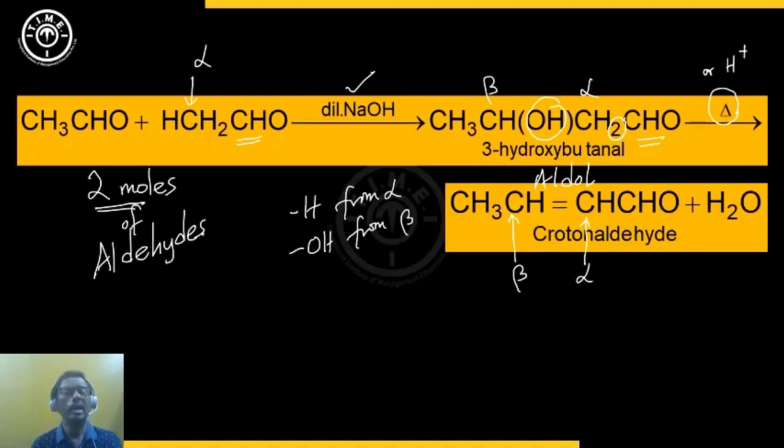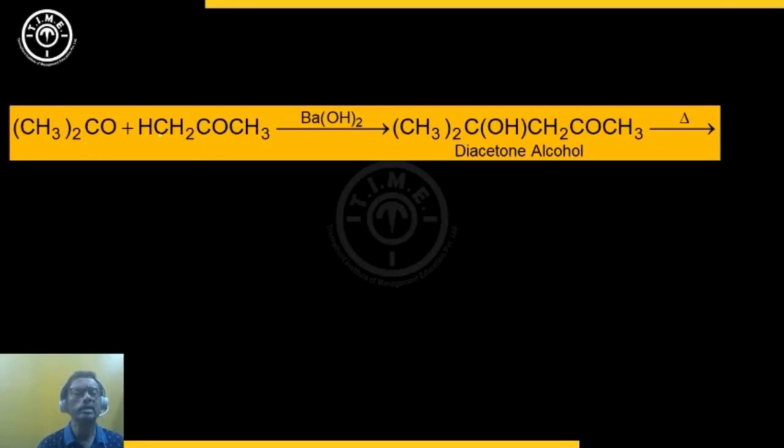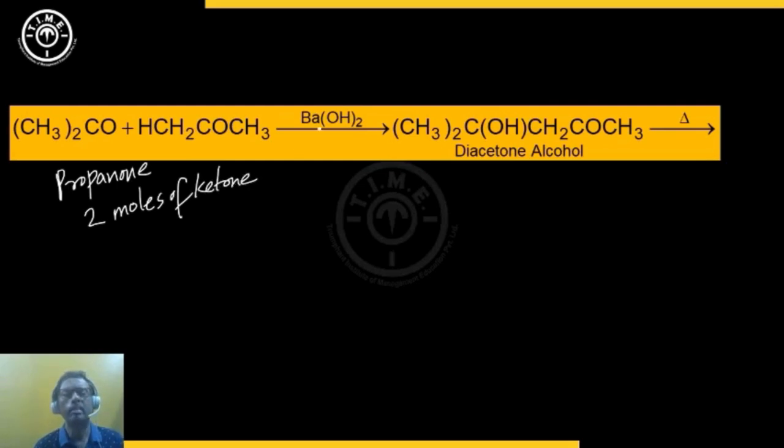Right? Next, we may take up a case where there is a combination of 2 moles of ketone. So this is a ketone here. This is propanone. Propanone is a ketone. So there are 2 moles of ketone. And what is the base or alkali used? This is barium hydroxide.